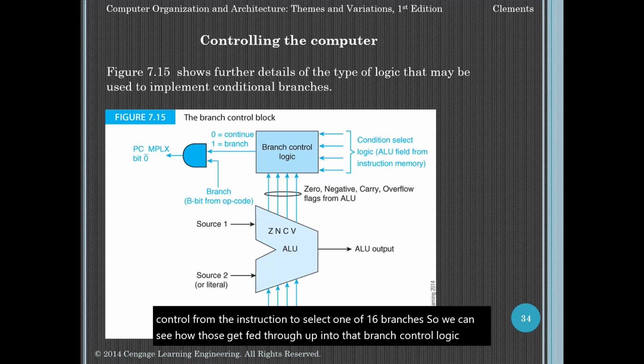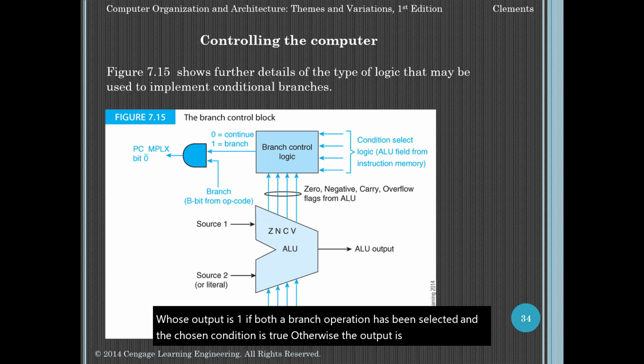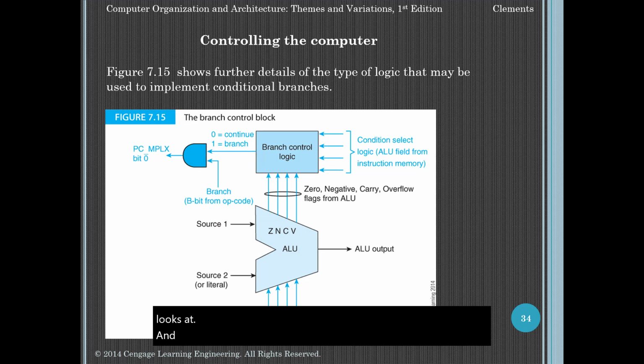So the outcome is used to control an AND gate, right? We see that here, our AND gate, whose output is 1 if both a branch operation has been selected and the chosen condition is true. Otherwise, the output is 0, which forces us to go to the next address. And so we force the program counter multiplexer to use the next program counter address rather than the branch address whenever a branch is not taken. So this is essentially how we can control which address the program counter looks at, and which basically path we take.